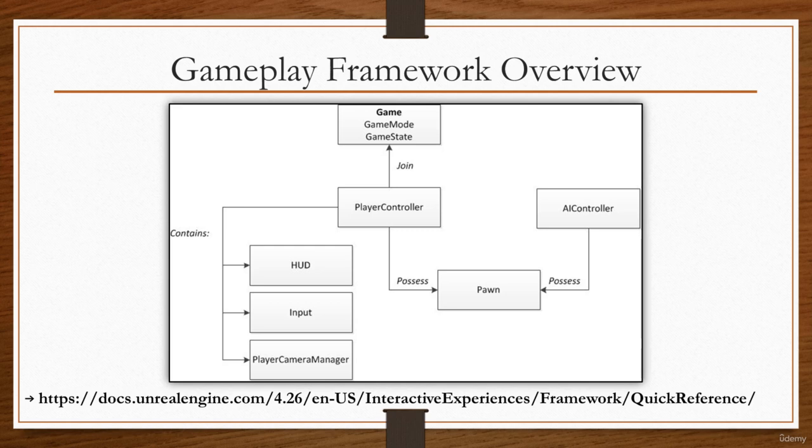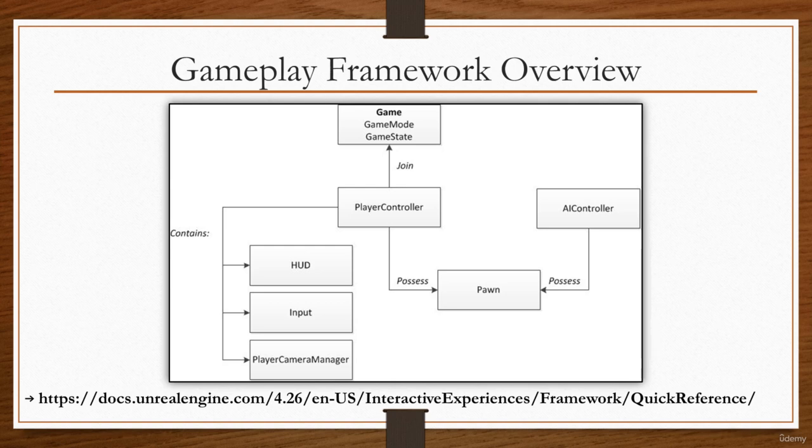Human players that join the game are associated with player controllers. The player controllers allow us to possess pawns, in other words take control of those pawns. And as you can see, the player controller contains things such as a HUD for heads-up display. It affords players input controls and also a camera manager for handling camera views, as we can see with the player camera manager. Also notice that an AI controller can also possess a pawn.